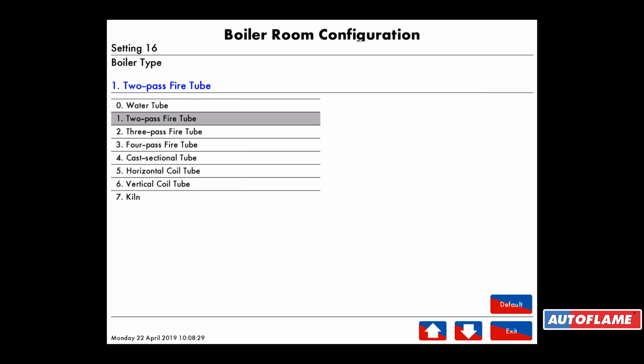So we can change the system by changing a number of different options, but we can't rewrite the logic. So this is not a PLC. And for example, the boiler type, I can click on boiler type, and instead of looking at a 2-pass fire tube, which we were currently looking at, I could make this into a vertical coil just by selecting number 6.